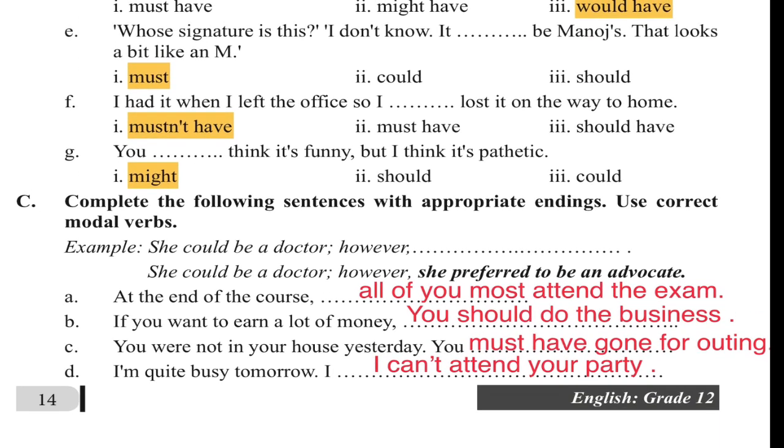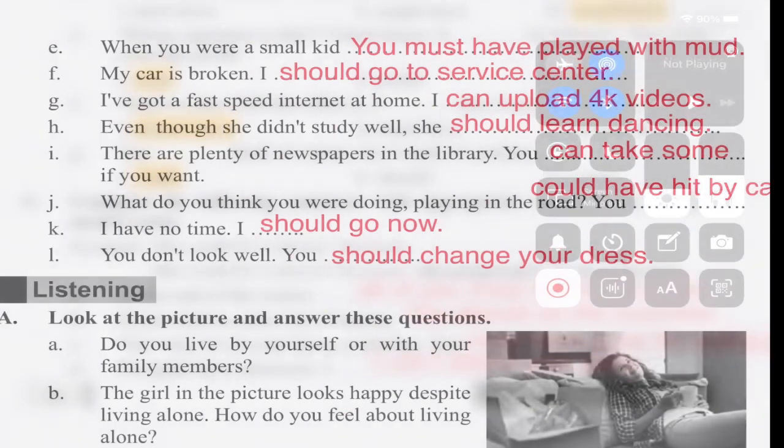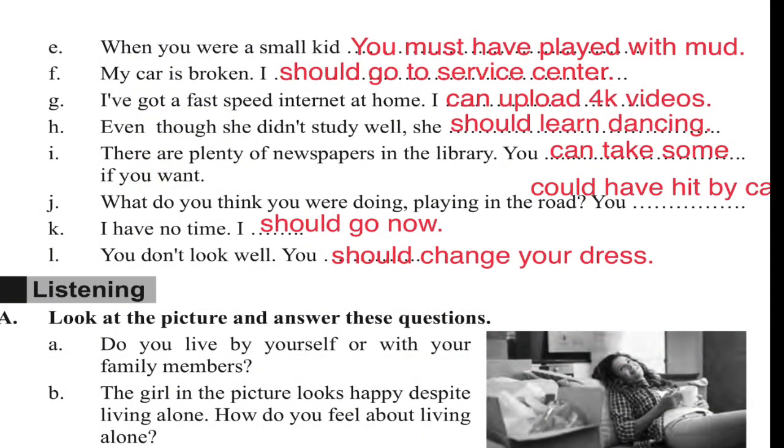Complete the following sentences with an appropriate ending. Use correct modal verbs. Example: she could be a doctor, however she preferred to be an advocate. I have done that one for you here. At the end of the course all of you must attend the exam. Number B, if you want to earn a lot of money you should do business. Number C, you were not in your house yesterday, so you must have gone for an outing. Number D, I'm quite busy tomorrow, I can't attend your party. Question number E, when you were a small kid you must have played with mud. It's a past action and every kid plays with mud, so I strongly believe that. So your answer would be must have.